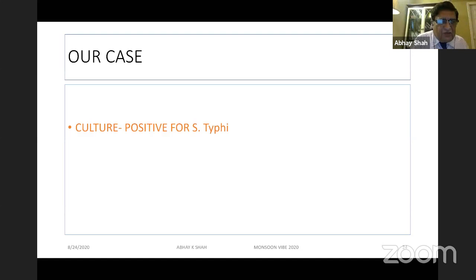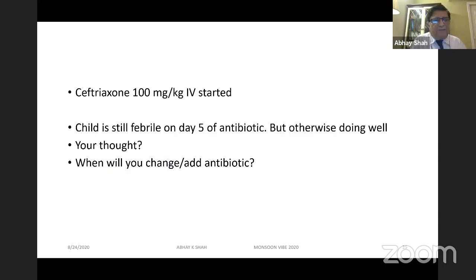And in this case, we isolated Salmonella typhi, which was sensitive to ceftriaxone. So in this case, ceftriaxone was started at a perfect dose. The child was still febrile on day 5, but otherwise doing well. So here the child continues to have fever, but is well. Would you change the antibiotic? Would you add an antibiotic? Anyone can take this. No. Same medication. There is no need to change or add any further antibiotic.